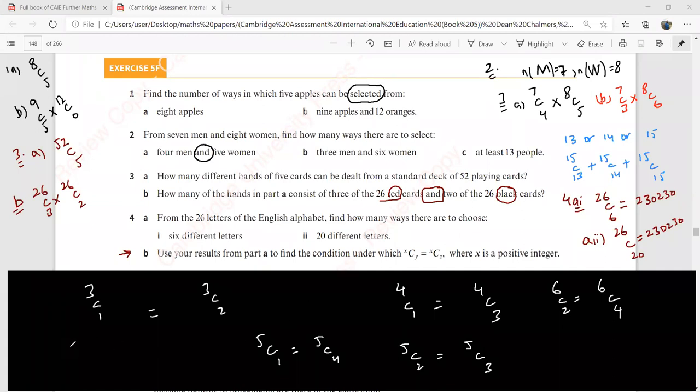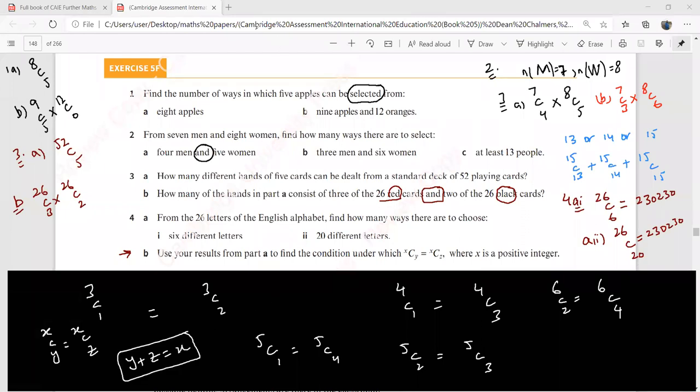For example, if I write this purely in terms of this, if you have XCY, that is equal to XCZ. So what is the condition on this Y and Z and X? Y plus Z equal to X. Okay. So this was really interesting.